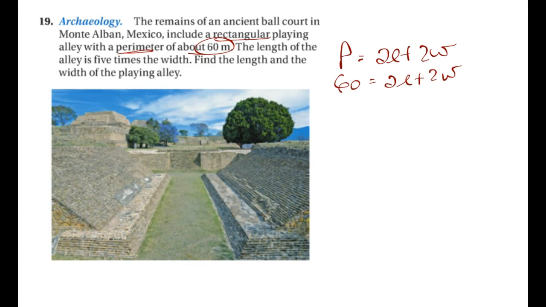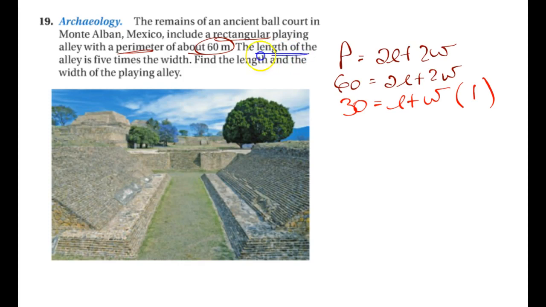Sometimes it's easy to reduce these things and make the numbers a little bit smaller. So if you wanted to say 30 is equal to the length plus the width, that might make equation 1 a little bit simpler to work with because now you have no leading coefficient in front of L and W, and the numbers are smaller.